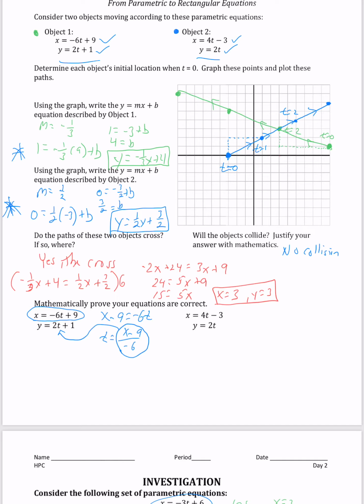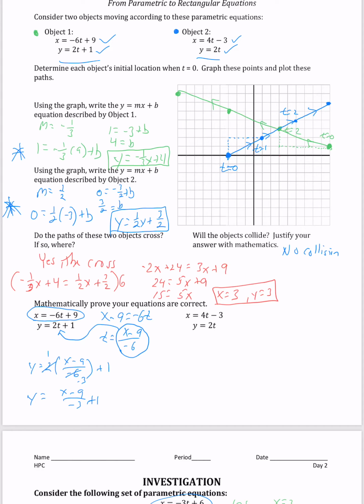So let's see what we get. y equals 2 times, now I'm going to plug in the t value, which is x minus 9 over -6, and don't forget to add 1. All right, so let's simplify. 2 over -6 is going to simplify. That's going to be 1 over -3. So I get y equals x minus 9 over -3 plus 1.